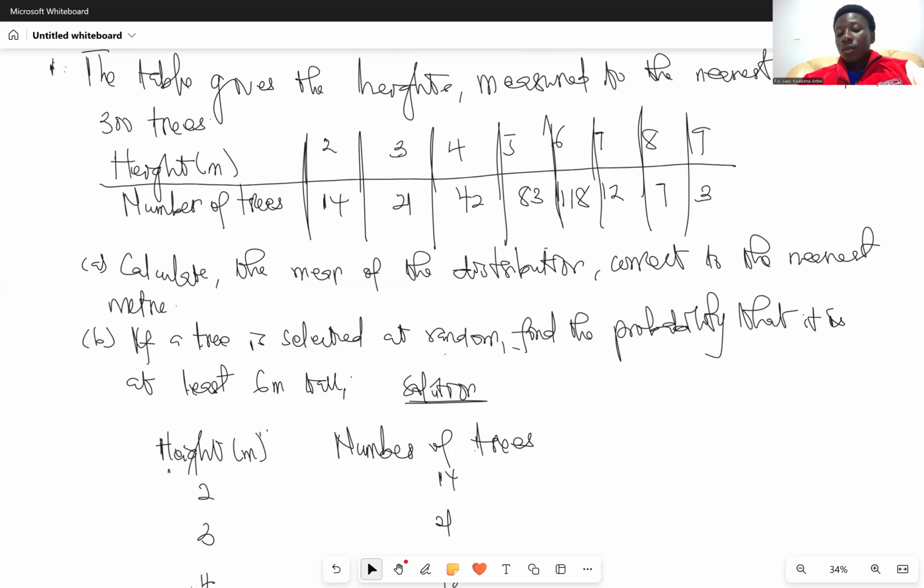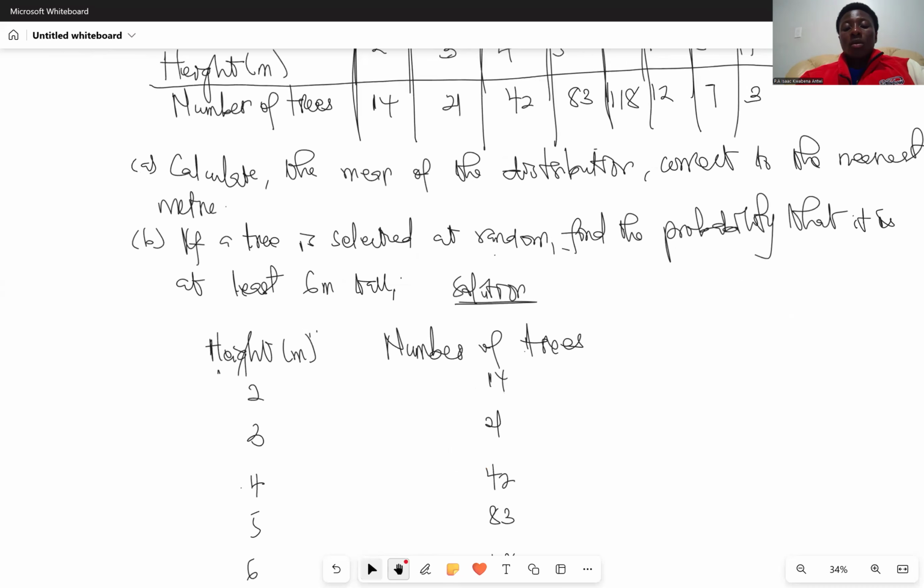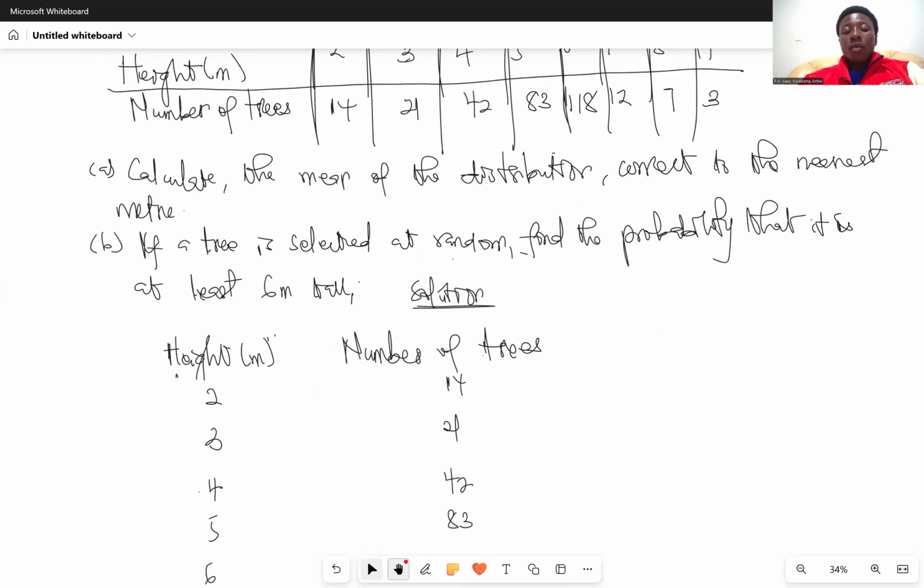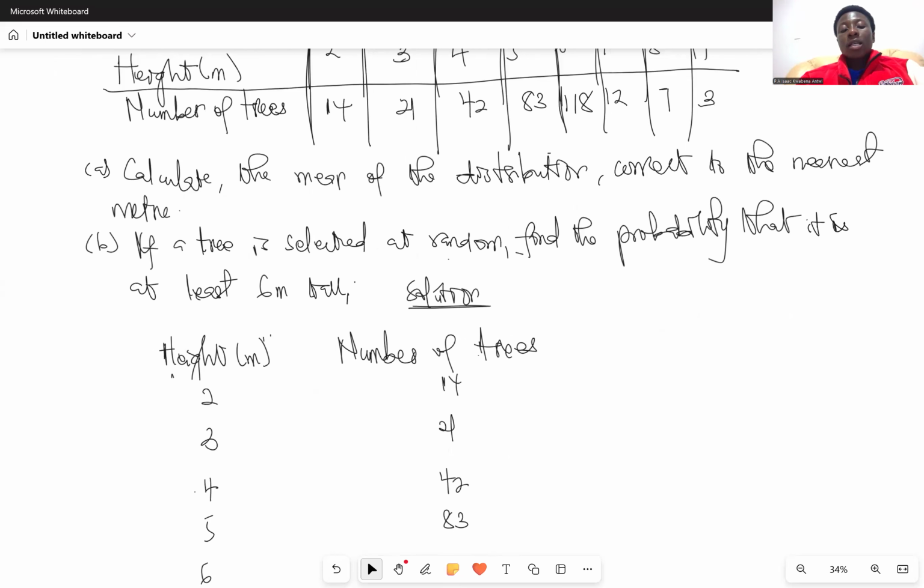4, 5, 6, 7, 8, and 9. Yeah, so that's it. One thing you can be checking is the number of trees. When you add them, it should give you 300. If it's not, then there's a problem with the question. It's 300. Now to find the mean, which one will be the frequency?